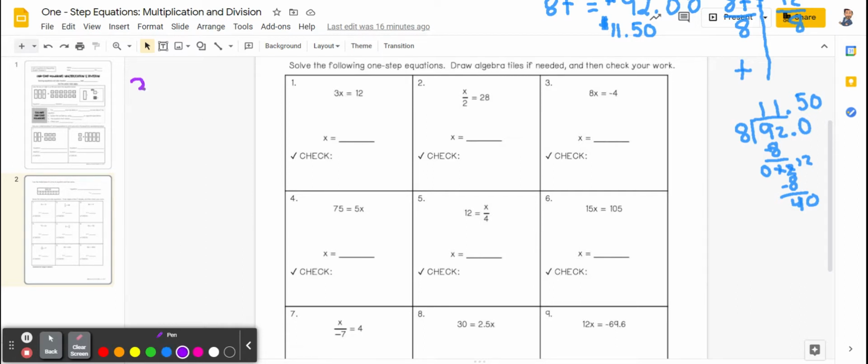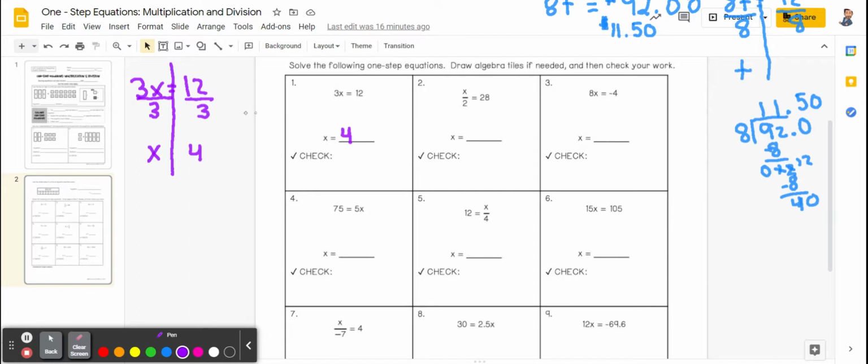So we have 3x equals 12. Okay, so let's draw our line. We have to isolate our variable, which is x, get it by itself, so we have to use the inverse operation. We have 3 times x, so let's use division to isolate our variable. 3 divided by 3 is 1, so it leaves us with 1x, and then 12 divided by 3 equals 4. So x equals 4.